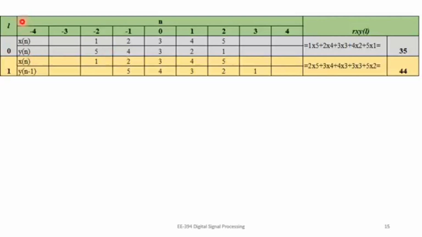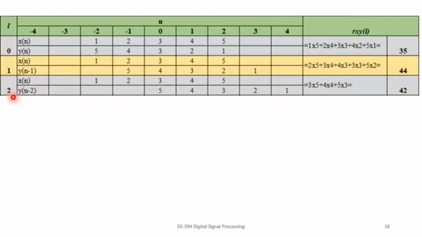Moving to the next step, we choose L equals 1. So y of n will now become y of n minus 1. So signal y[n] will be shifted to the right by 1 unit, and x[n] will remain where it was, and then we'll perform the correlation again. So 2 into 5 plus 3 into 4 plus 4 into 3 plus 5 into 2 gives you 44. So at lag equals 1, the correlation between x[n] and y[n] is increased to 44.